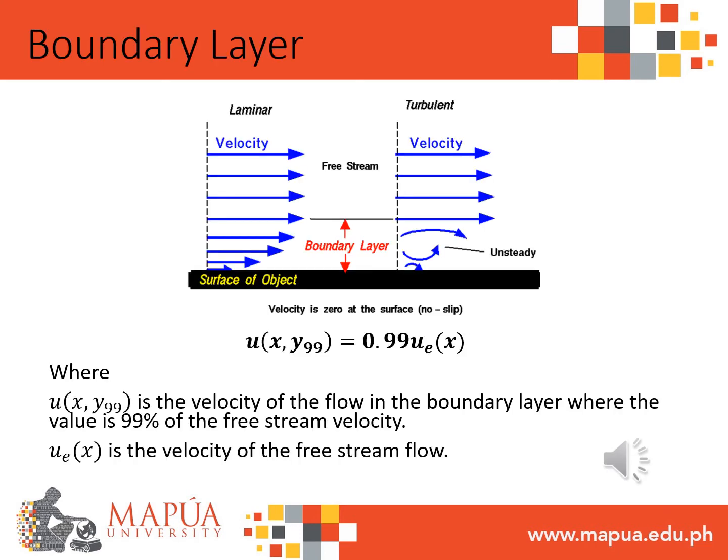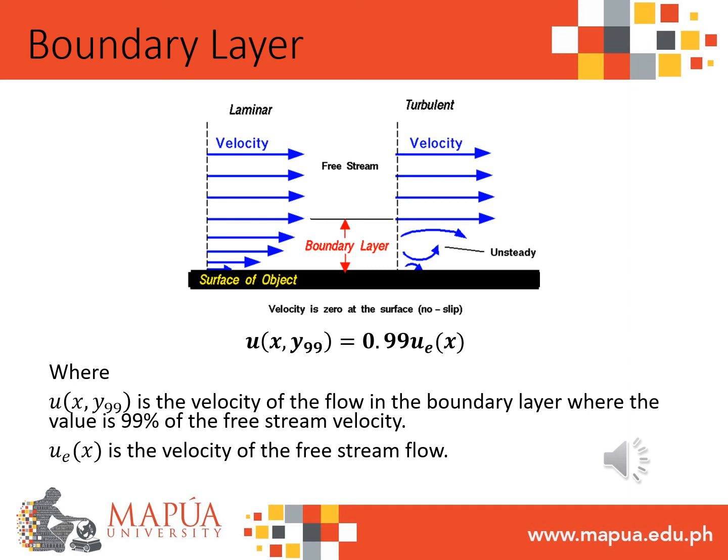Now I will be discussing boundary layer. The difference between the boundary layer and the free stream flow is that in the boundary layer, the effect of viscosity is more significant because the flow of the fluid near the surface imposes a frictional resistance. As you can see in the figure, as the flow gets near the surface of the object, the velocity of the flow decreases. At the surface, the velocity becomes zero. This condition is called no-slip condition.